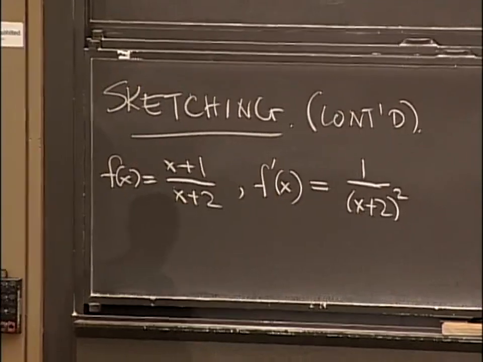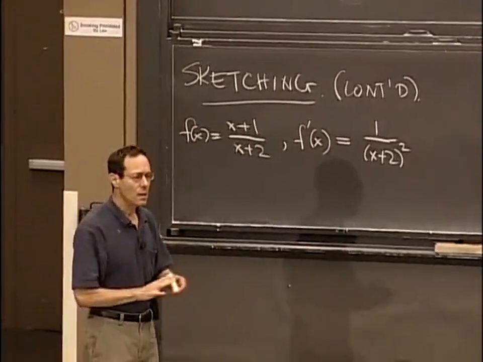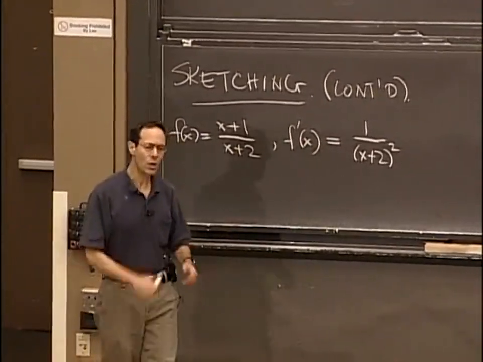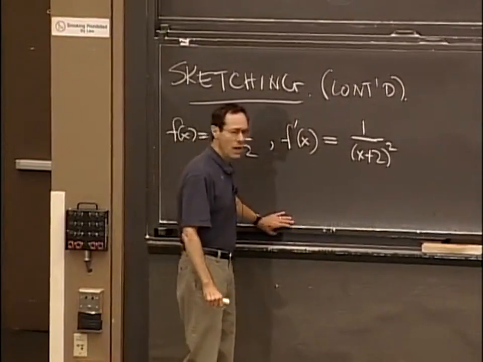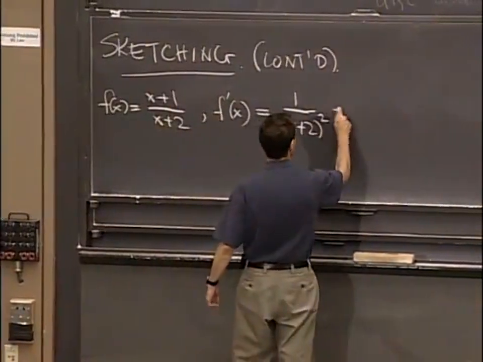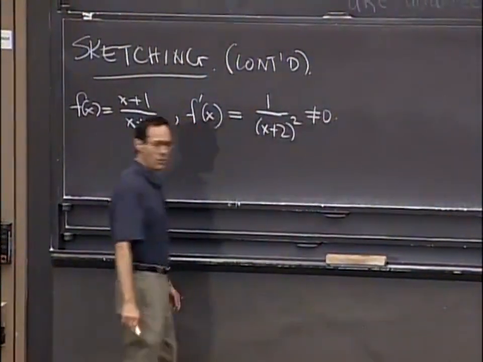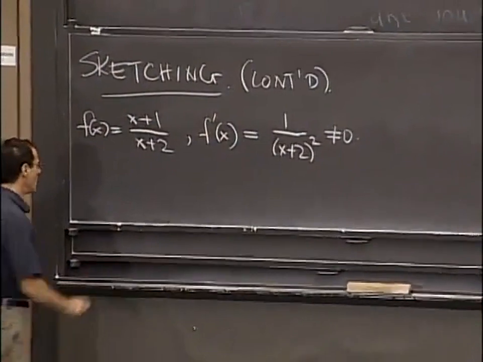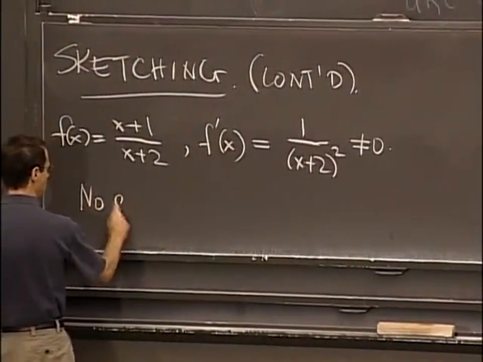Now, the reason why I'm bringing this example up, even though it'll turn out to be a relatively simple one to sketch, is that it's easy to fall into a black hole with this problem. Okay? So let me just show you. This is not equal to 0. Okay, it's never equal to 0. So that means there are no critical points.